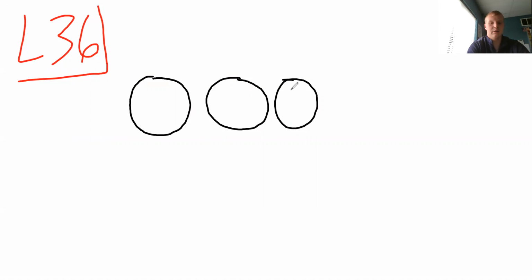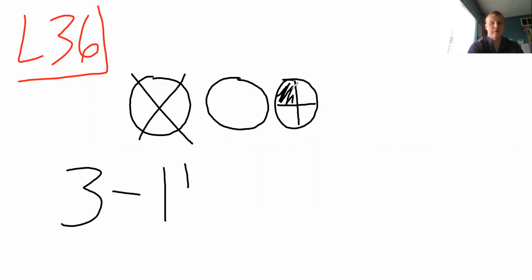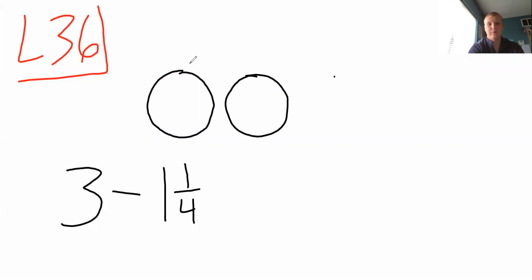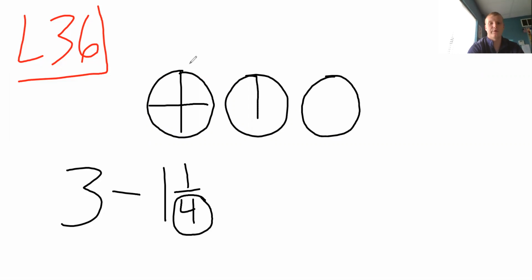Yeah, Talon. So you cross out 1 whole 1. Okay, so I'd get rid of that one. So one way of looking at it, my problem is 3 minus 1 and 1/4. I have 3 total here. What I like to do is divide them all into whatever my denominator is, and in this case, it's fourths. So I'm going to divide all of those into fourths.